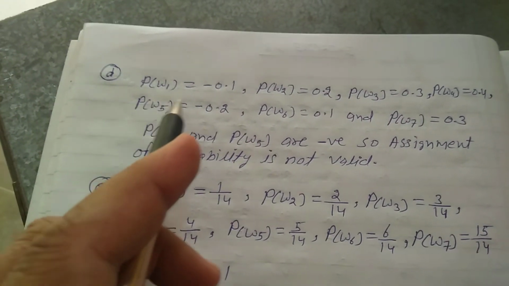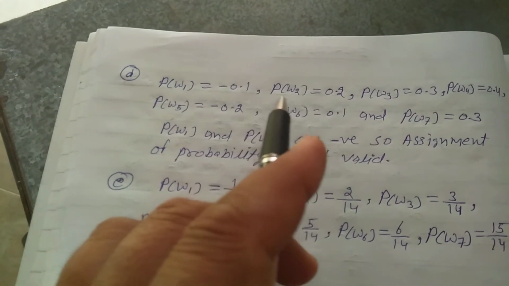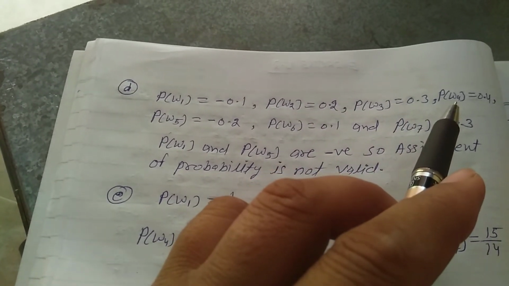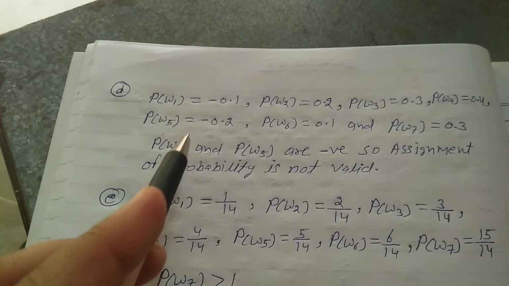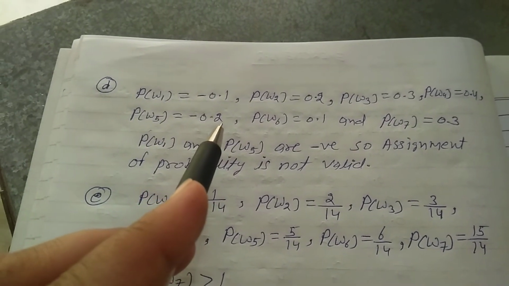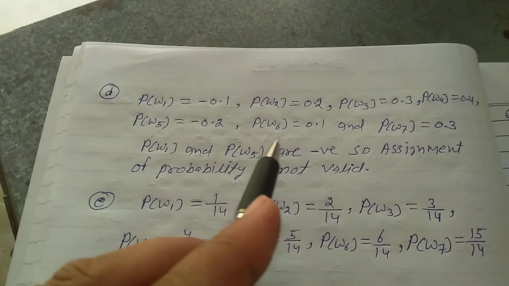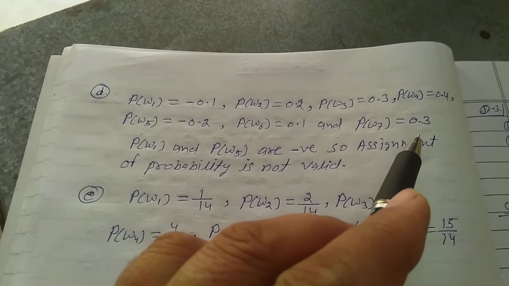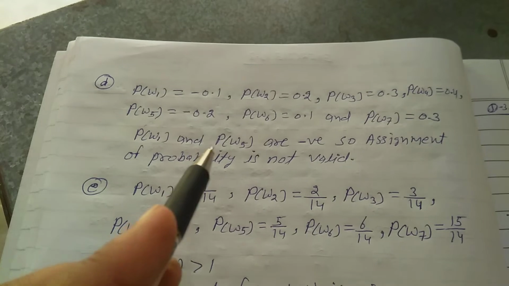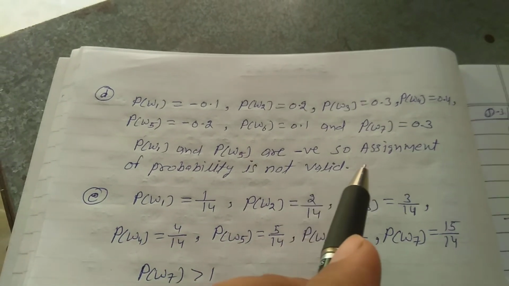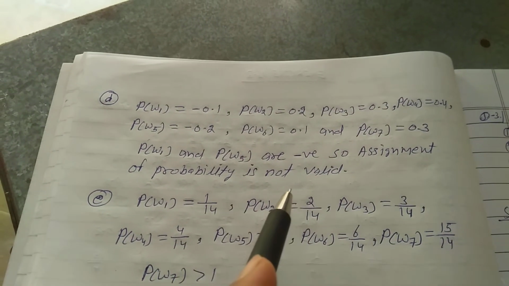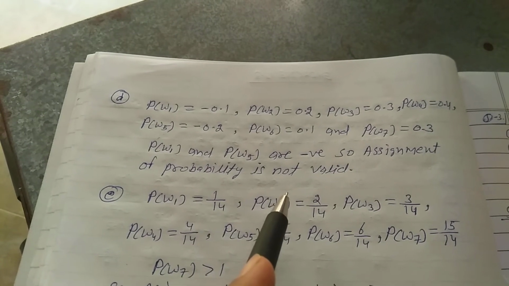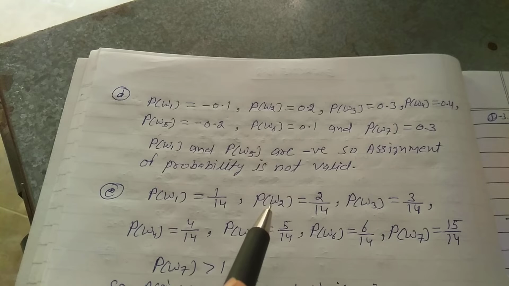D: P(ω1) = minus 0.1, P(ω2) = 0.2, P(ω3) = 0.3, P(ω4) = 0.4, P(ω5) = minus 0.2, P(ω6) = 0.1, and P(ω7) = 0.3. P(ω1) and P(ω5) are negative. So assignment of probability is not valid. Negative probability is not possible. So the assignment of probability is not valid.